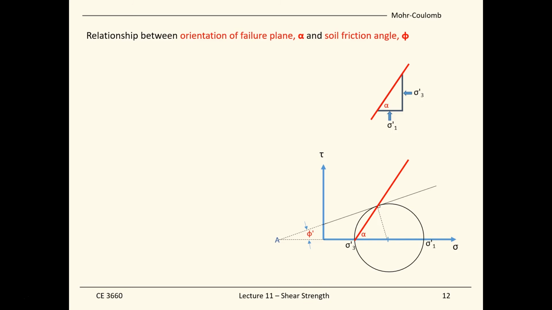For more calculations on the relationships between different parameters, we will do this through the Mohr-Coulomb. So imagine one more time, we have a soil element under a stress state of sigma' 1 and sigma' 3, and it has a failure plane with an angle alpha right there.